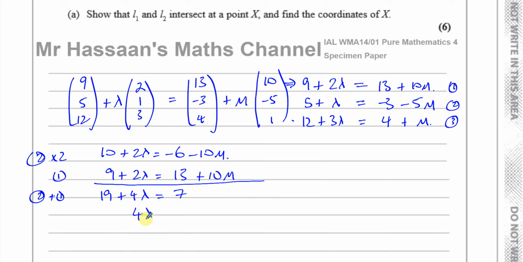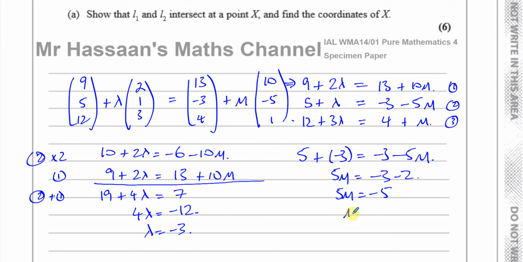So I can say 4 lambda is equal to 7 minus 19, which is minus 12, so lambda is equal to negative 3. And if lambda is equal to negative 3, we can find what mu is. For example, we can take the second equation here. We have 5 plus minus 3 equals minus 3 minus 5 mu. Bring the mu on this side, so you're going to have 5 mu equals minus 3 minus 2, so 5 mu equals minus 5, so mu equals minus 1.